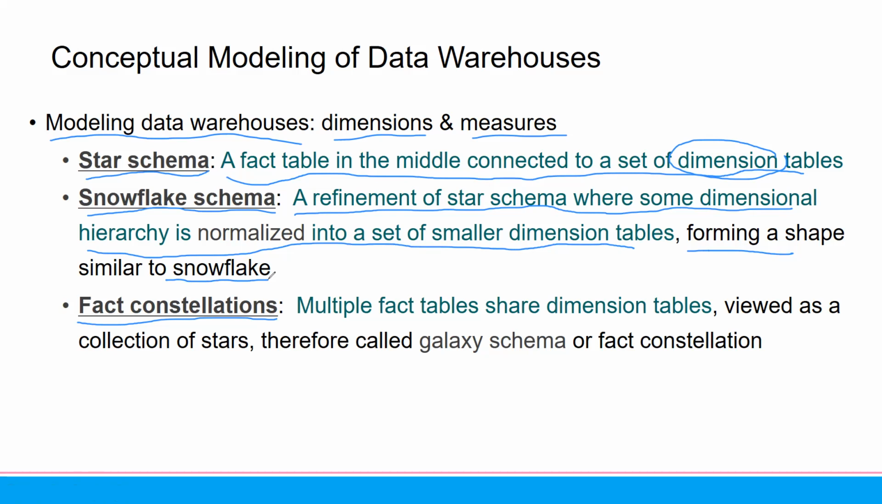The other kind of data warehouse schema is the fact constellation. It contains multiple fact tables sharing dimension tables, and it is viewed as a collection of stars, therefore it is called a galaxy schema. This is only terminology; people also use the term fact constellation.